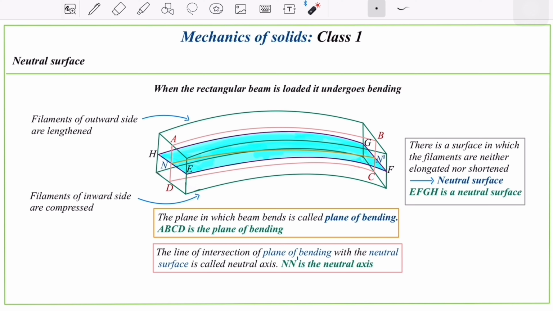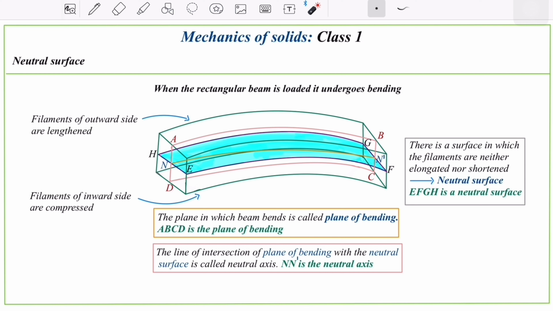When the beam bends, we have a convex side and a concave side. This side is called the outward side of the beam after it is loaded or bent. Now the filaments on the outward side are lengthened and the filaments on the inward side are compressed. That is, the filaments on the concave side are compressed and the filaments on the convex side are lengthened. This happens when the beam undergoes bending.